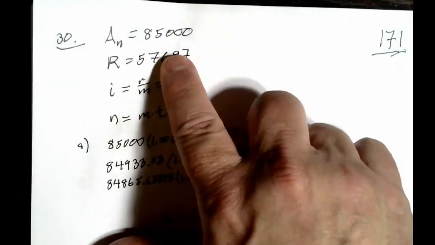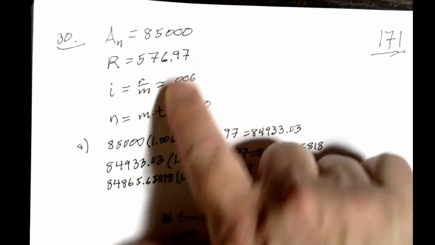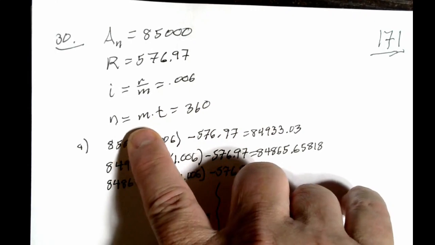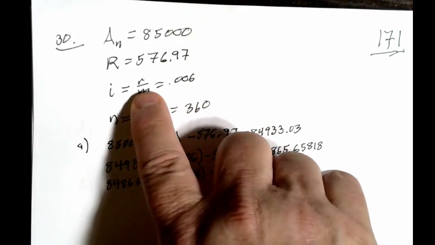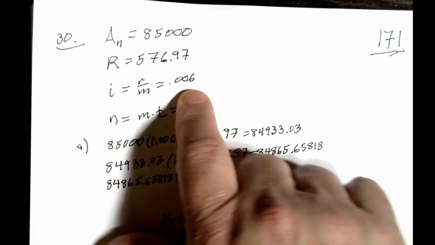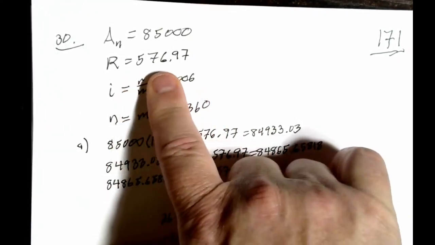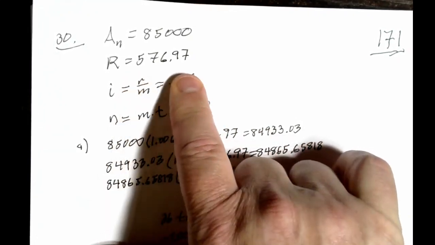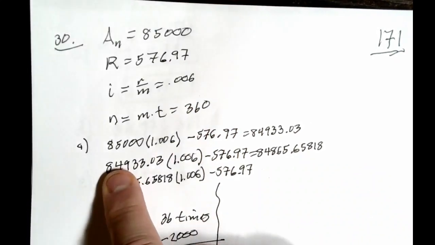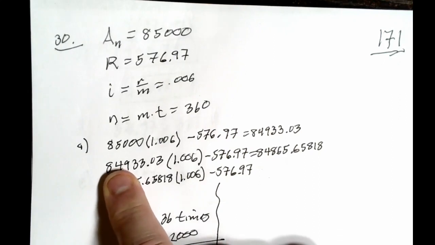They're borrowing $85,000 for 30 years, compounded monthly, so 12 times 30 is 360. 7.2% divided by 12 is 0.006. You end up getting a payment of $576.97 every month. So then they ask, what's the unpaid balance immediately after their 36th payment and paying an extra $2,000?